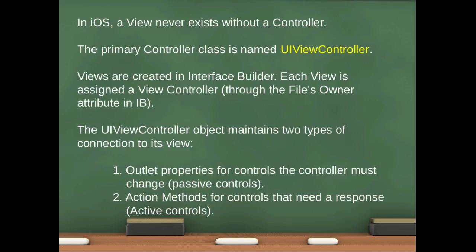So the UIViewController maintains two kinds of connections to its view. It maintains what are called outlet properties for controls that the controller has to change, and these are called passive controls, and action methods for controls that need a response to be done in the controller, and these are called active controls. An example of a passive control is a label whose text we change in response to some other event. An example of an active control is, say, a button for which we must write a function or a method, and that will be a method of the view controller, to do some work.